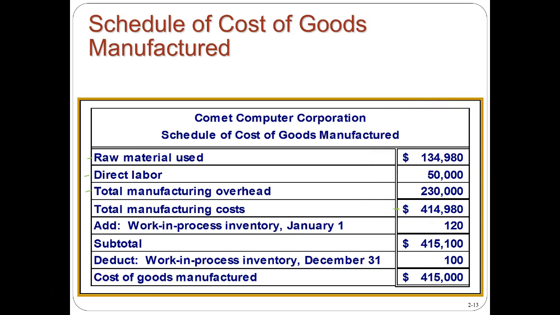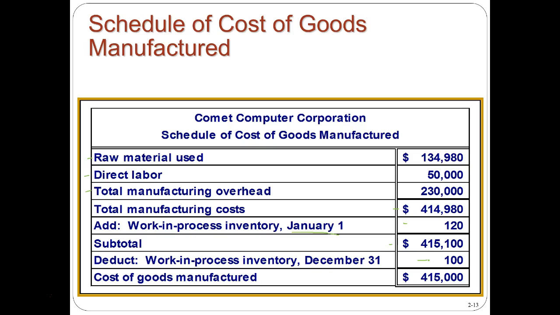So that's what we have done during the year. Then we're going to add to that what was there at the beginning of the time period, and it's a year in this case rather than a month. So at the beginning of the period, January 1st, we're adding 120. This is what we put in for the year, and this is what we had in at the beginning of the year. That gives us a subtotal of 415.1, basically what's available for the year. Then we're going to subtract out from that what is still in work in process as of the end of the year. That gives us our cost of goods manufactured.